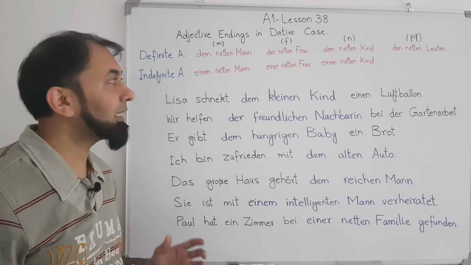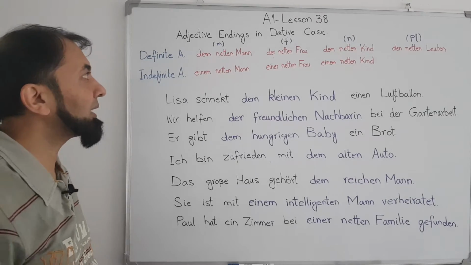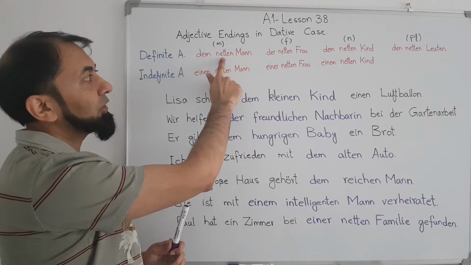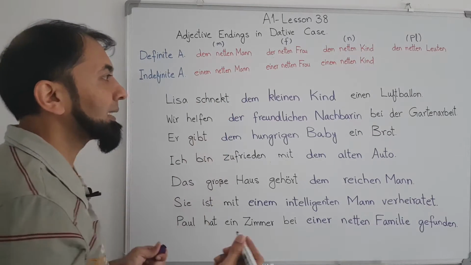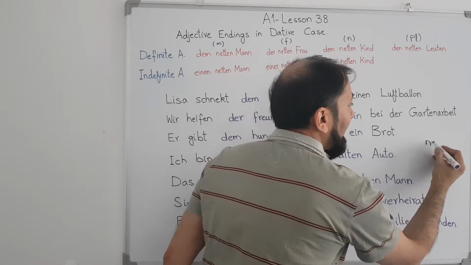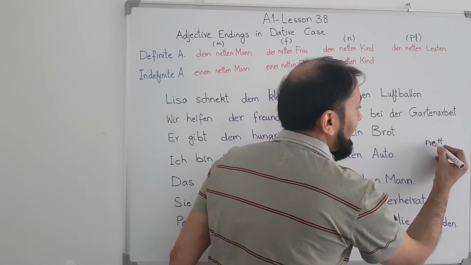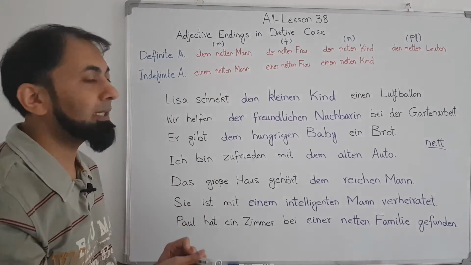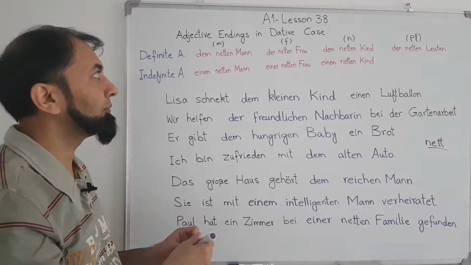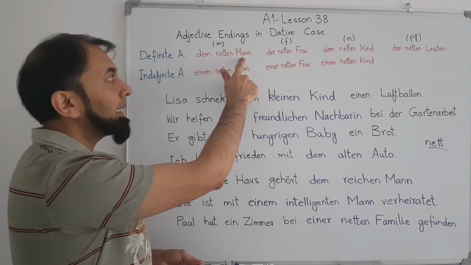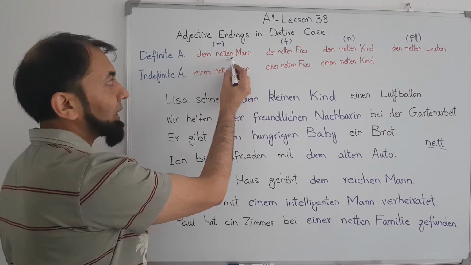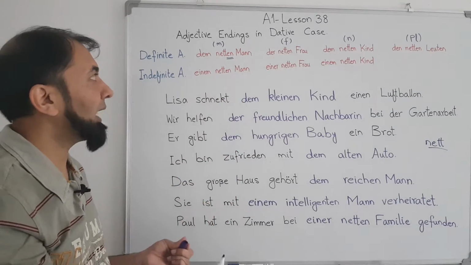So let's check the adjective ending for a masculine noun first. I have taken a masculine noun, Mann, and I have taken the adjective nett. Nett means nice, N-E-T-T. But if we want to use this adjective or any other adjective for a masculine noun in the dative case, we have to add an -en at the end of the adjective. This is what we have done here.